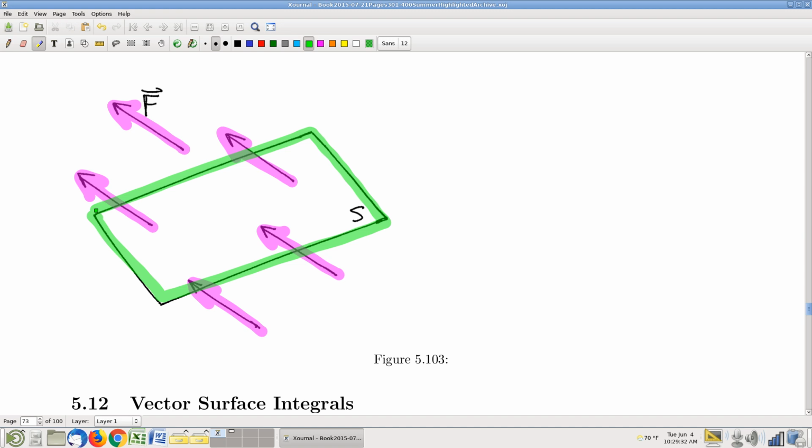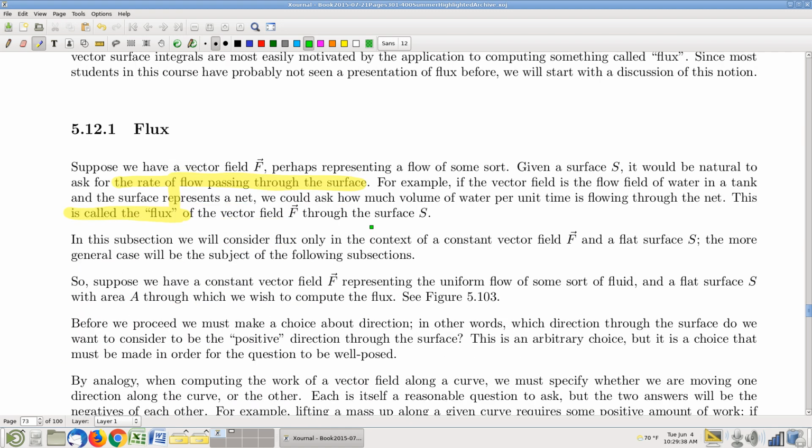All right. So some things we need to worry about. By the way, this is our definition of flux. The rate of flow passing through the surface.